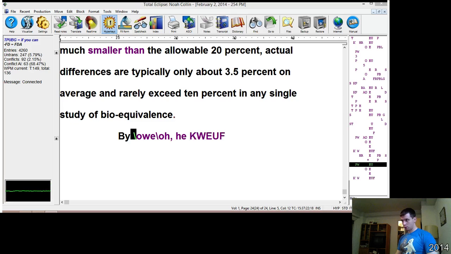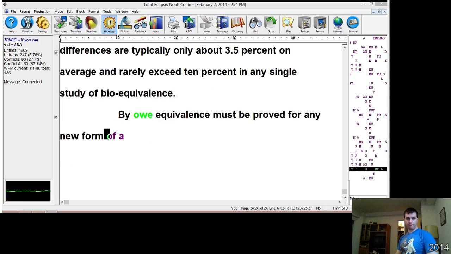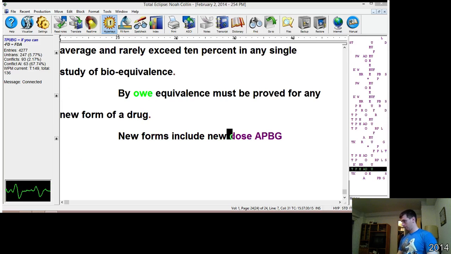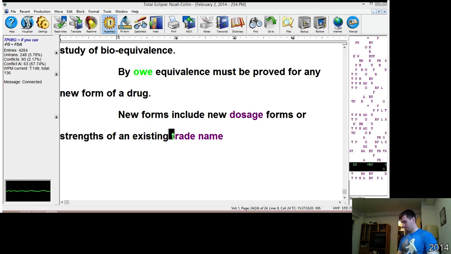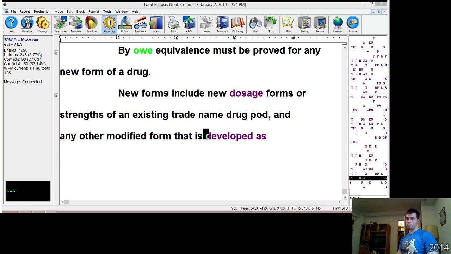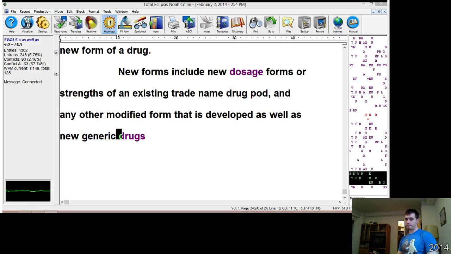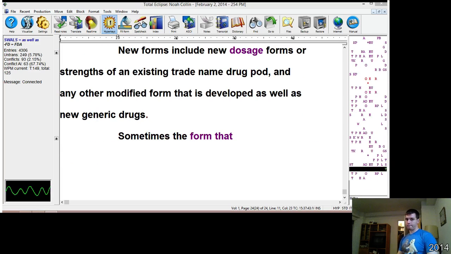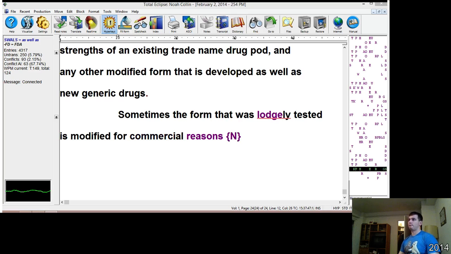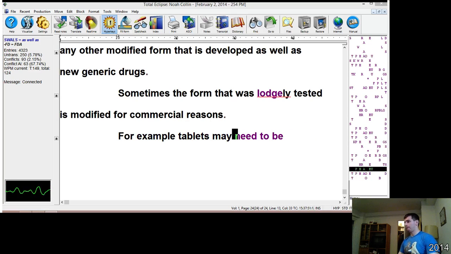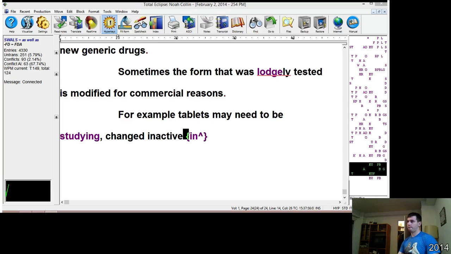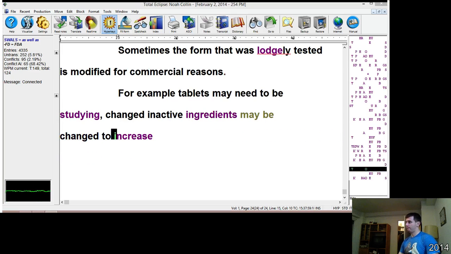Bioequivalence must be proved for any new form of a drug. New forms include new dosage forms or strengths of an existing trade name drug product and any other modified form that is developed, as well as new generic drugs. Sometimes the form that was originally tested is modified for commercial reasons. For example, tablets may need to be made sturdier, flavoring or coloring may be added or changed, or inactive ingredients may be changed to increase consumer acceptance.